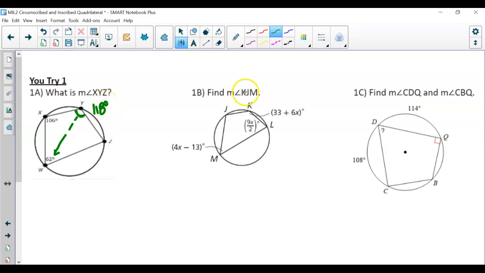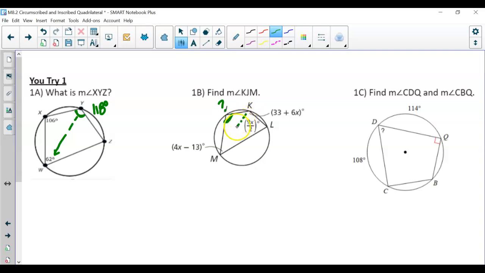Then we're looking for the measure of KJM. So we're looking for this angle here, which right now, if you notice, has nothing. So keep that in mind, right? Which means we've got to first solve for X. Well, it's opposite. J was opposite from L, but nothing we can do just yet because, again, we need X.